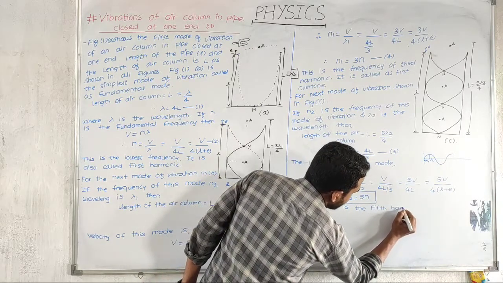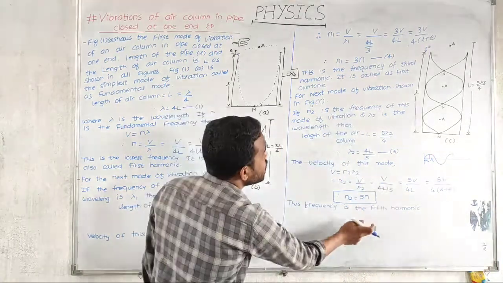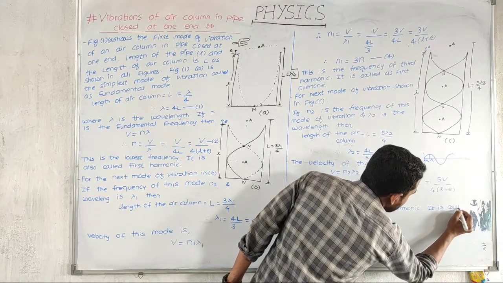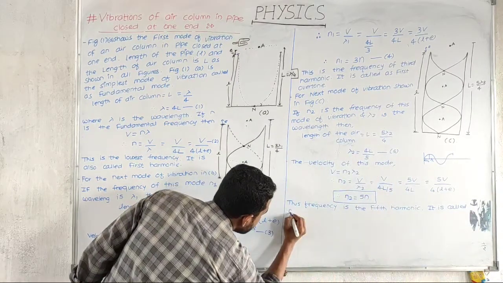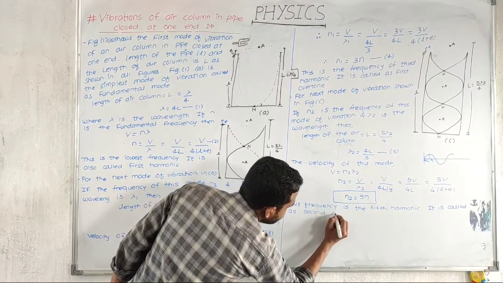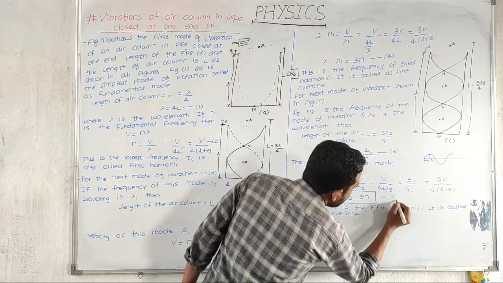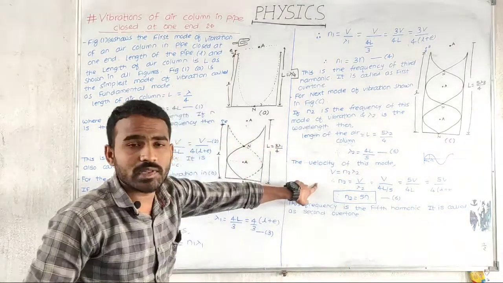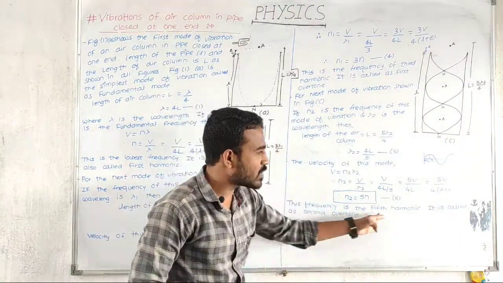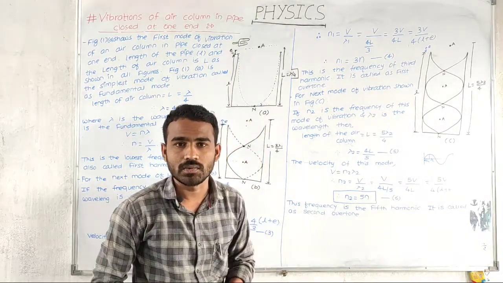The fifth harmonic is called the second overtone, as the first overtone came before it. Let us consider this as equation number 6. This is the frequency for this mode of vibration, and it is called the fifth harmonic, and also the second overtone.